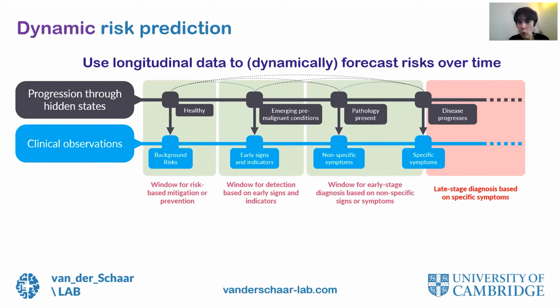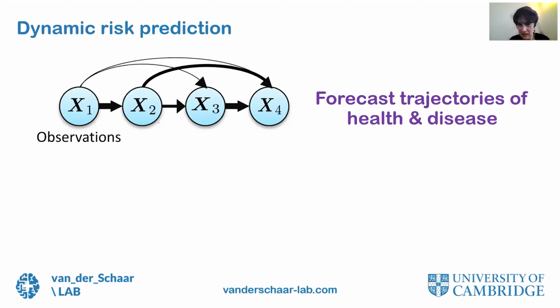Let us now go, though, one step further from what machine learning can do to replace, if you like, current risk scores that may be based on more conventional methods. Let us look one step further at dynamic risk prediction, which is unfortunately not too often used in practice today. We can use longitudinal diverse data to forecast risks over time. So I highlight this here in a quite abstract way. We would like to use observations that we have over time to forecast trajectories of health and disease that are personalized to the patient at hand.